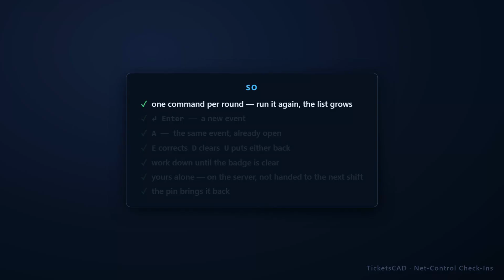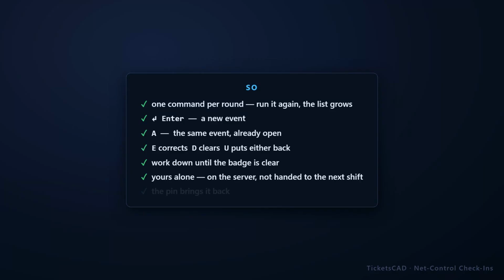So, one command per round, run it again, and the new stations join what is already there. New event, enter. Same event, A. E corrects, D clears, U puts either back, and you work down until the badge is clear. The list is yours alone, on the server, and the pin brings it back.